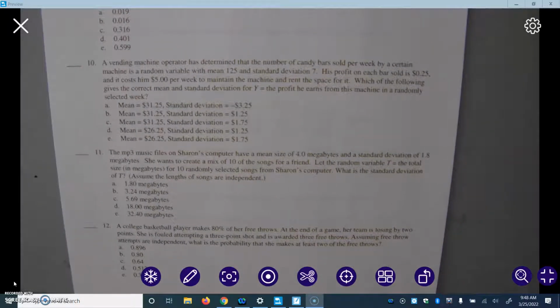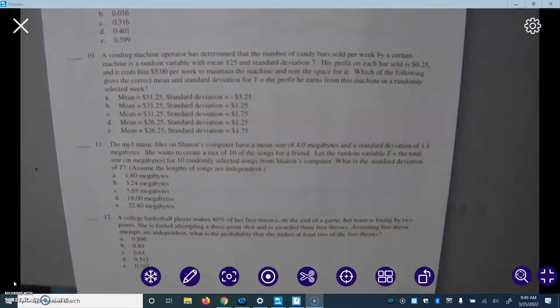Number 10. A vending machine operator has determined that the number of candy bars sold per week by a certain machine is a random variable with a mean 125 and standard deviation 7. His profit on each bar sold is 25 cents and it costs him $5 per week to maintain the machine and rent the space for it. Which of the following gives the correct mean and standard deviation for Y equals the profit he earns from this machine in a randomly selected week?